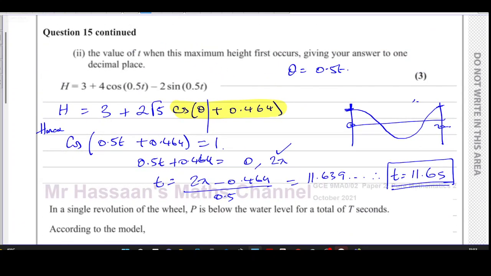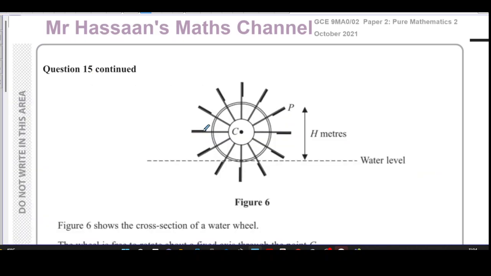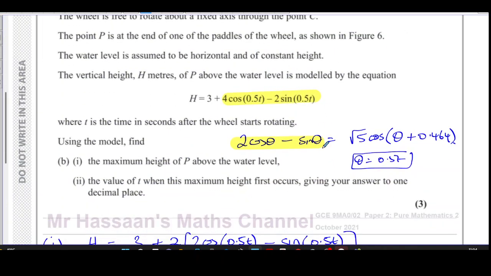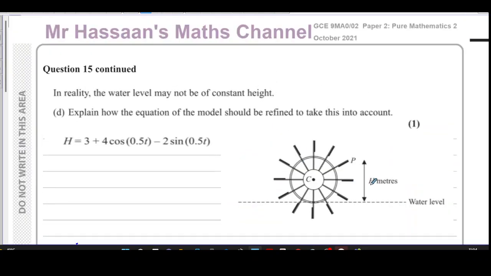Now there's a part D, I think. It says, in reality, the water level may not be of constant height. Explain how the equation of the model should be refined to take this into account. Let me just have a quick look where this is. It doesn't tell us where the water wheel is. No problem. So basically, if the water level is not of consistent height. Now, this here is to do with the change of height of the paddle. So this is going to be something to do with the fixed height of the water.